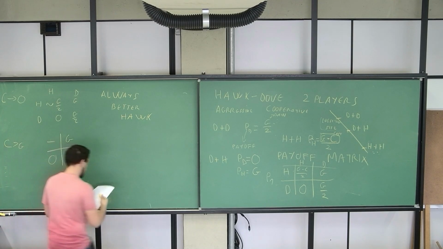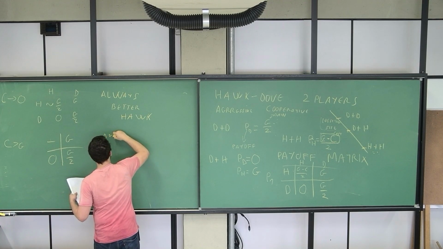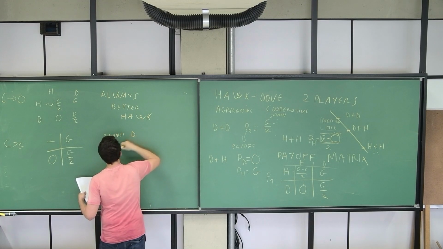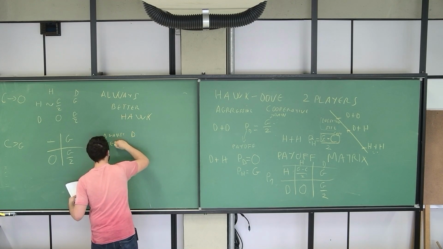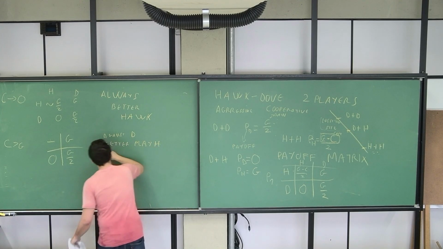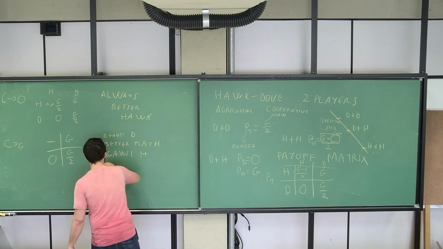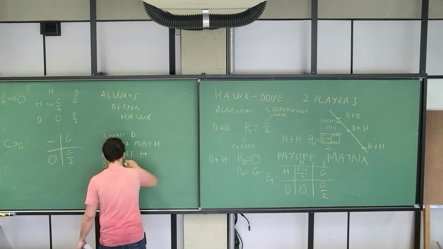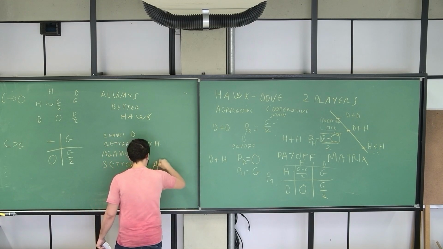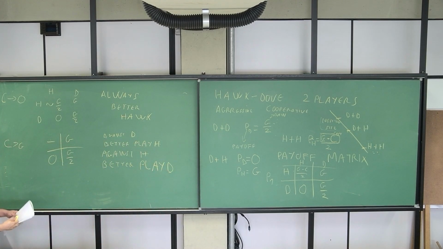Therefore, against a dove, it's still better to play a hawk. But against a hawk, it's actually better to play a dove now. You see? So now the thing got complicated, and the best strategy to play depends on the context.